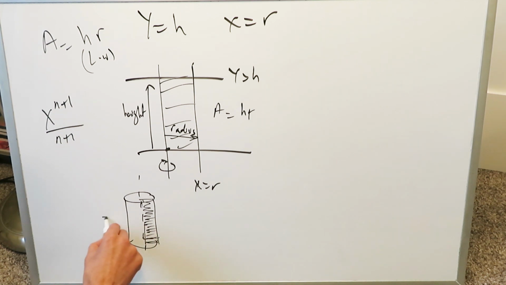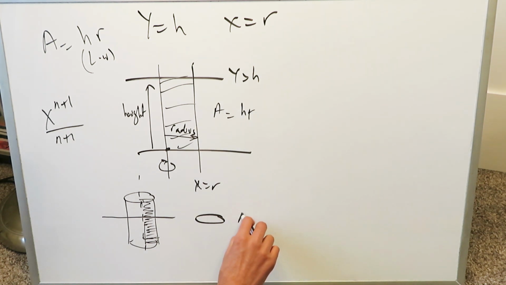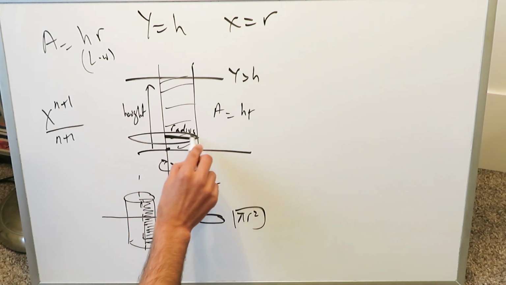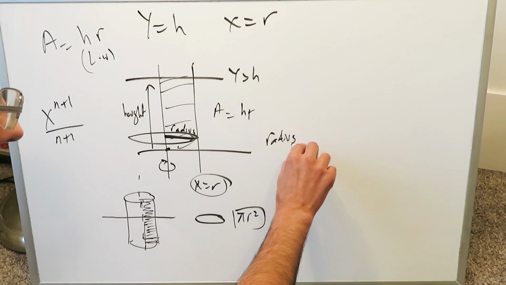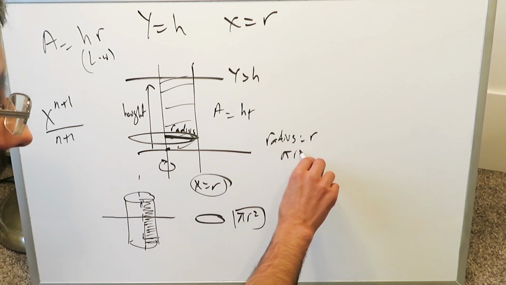If you were to take the cylinder and take a slice out of it, what are you going to look at as a cross section? It'll always be a circle. What's the area of a circle? It's always pi r squared. If I'm looking at this circular cross-sectional slice, what's the radius of the slice? Well, the radius is right here. We know the radius is equal to r. What's the area of this cross-sectional slice? Well, it's pi r squared.